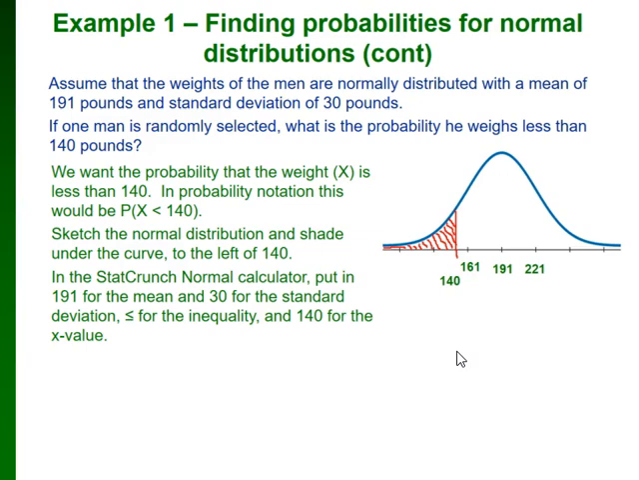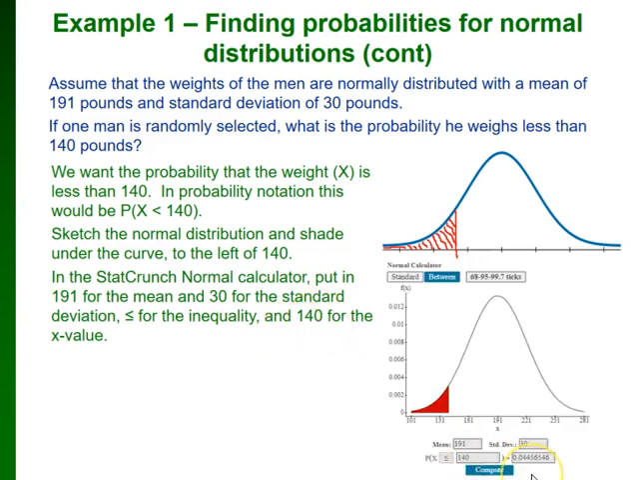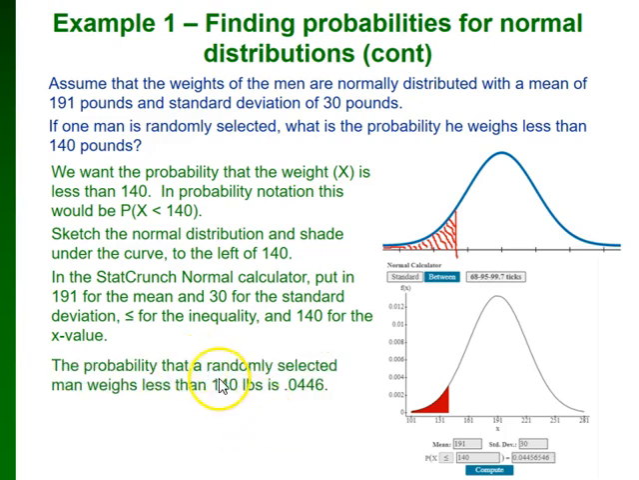Now we want to go to StatCrunch and find this probability. We're going to go to our normal calculator, put in 191 for the mean and 30 for the standard deviation. We're going to use less than or equal to for the inequality, and we're going to put in 140 for the value. When we do that and click on compute, it's going to give us this picture that matches the picture we had up here. And here's our probability in this box to the right of the equal sign. So the answer to our question is that the probability is 0.0446.